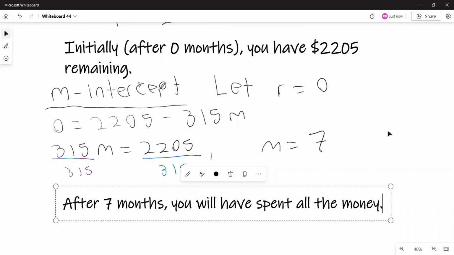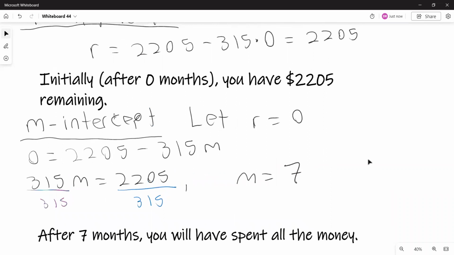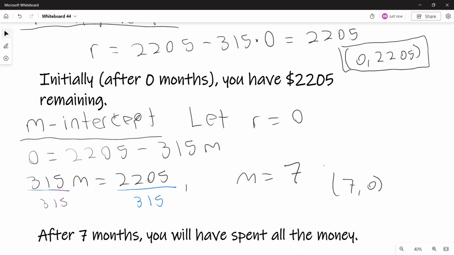If we write the intercepts as points, we have that the R-intercept was 0, 2,205. That was the R-intercept. And the M-intercept is 7, 0. Okay, so I will continue with this section next time, but I'm going to stop here. Thank you for listening.